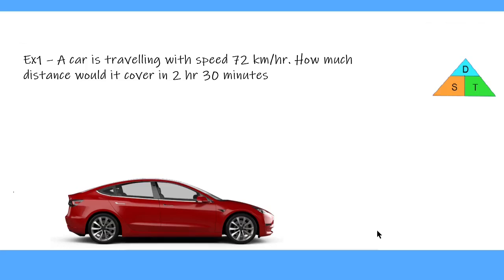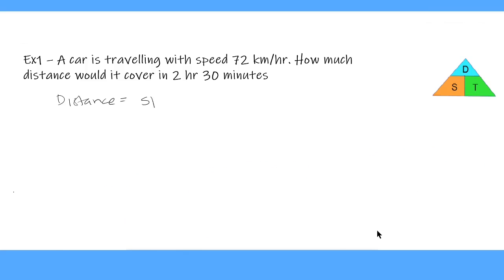So the question is, a car is traveling with speed 72 km per hour. How much distance would it cover in 2 hours 30 minutes? So our formula is distance equals speed multiplied by time. Here speed is given as 72 km per hour and time is 2 hours 30 minutes, which is 2.5 hours, which is equal to 5 upon 2 hours. So we cancel 2 of the denominator and 72 of the numerator, giving 36. So 36 multiplied by 5 equals 180 kilometer. So the distance traveled is 180 kilometer.